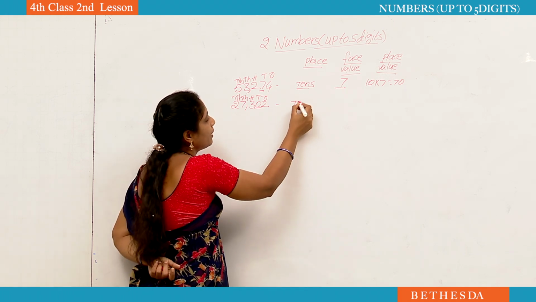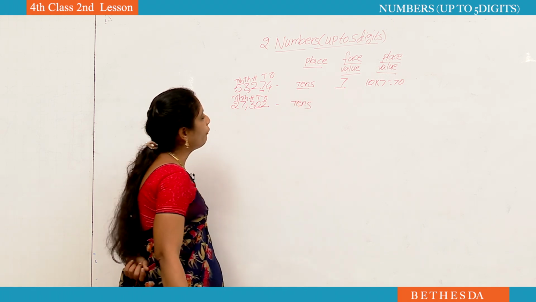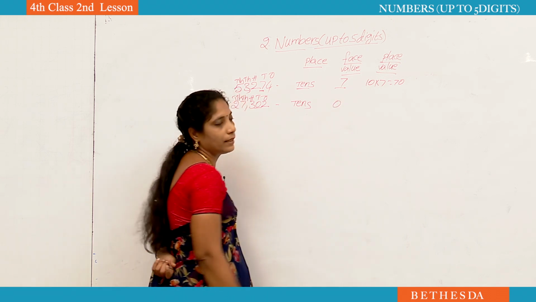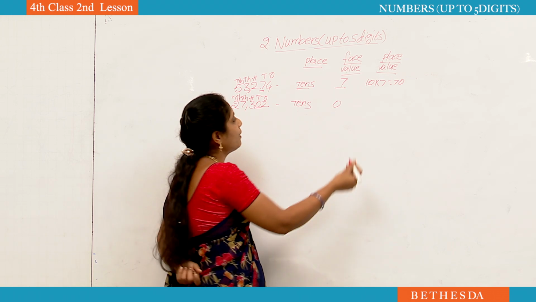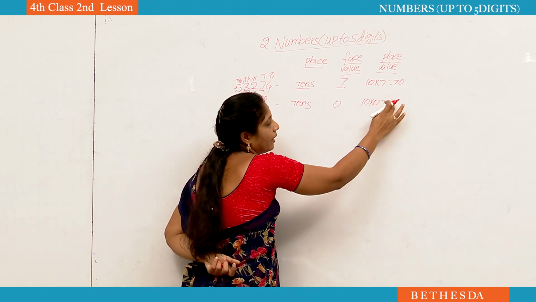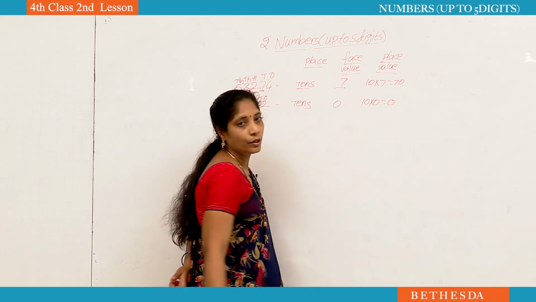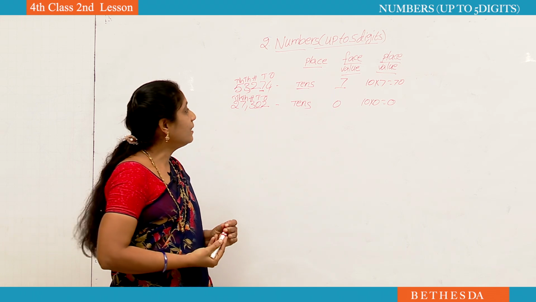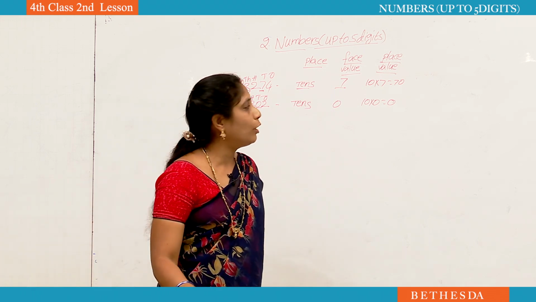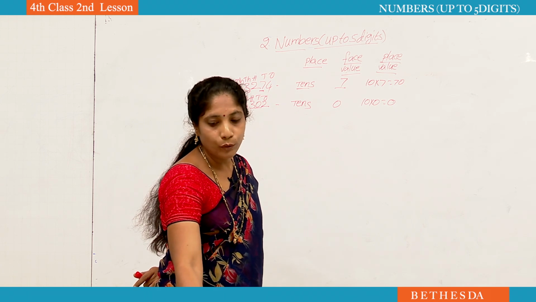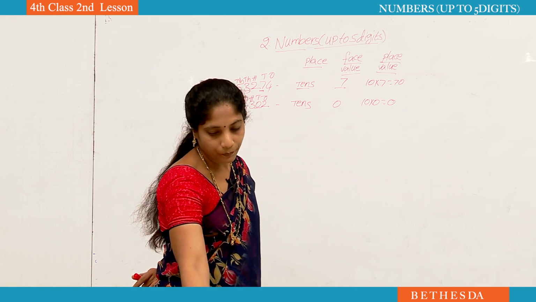Okay, what is the place value of 0? Tens. Now face value: by seeing the 0 we can see 0 only. Then 0. Now place value is 10 into 0, 0. Anything into 0 is equal to 0. Okay. Now by this face value and place value, you can complete your companion 2A activity.